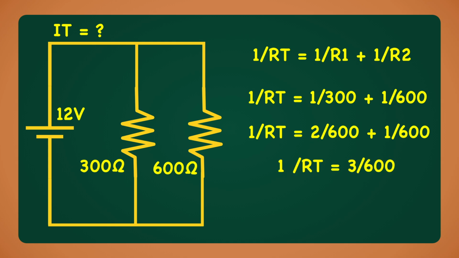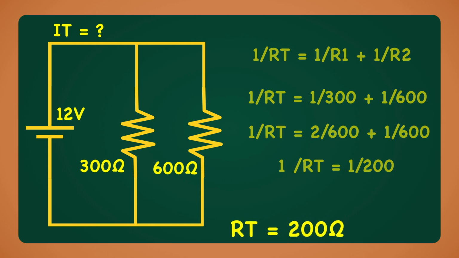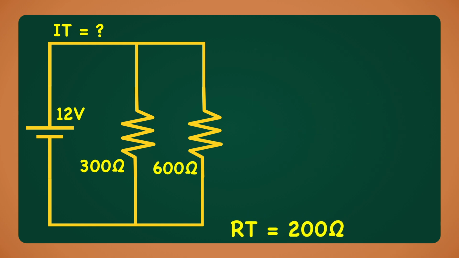Thus 1 divided by RT equals 3 divided by 600, or 1 divided by 200. If we invert both sides of the equation, RT equals 200 ohms. The total resistance in the circuit is 200 ohms. Using Ohm's law, we can now calculate the total current in the circuit.